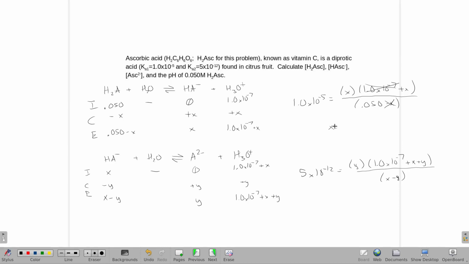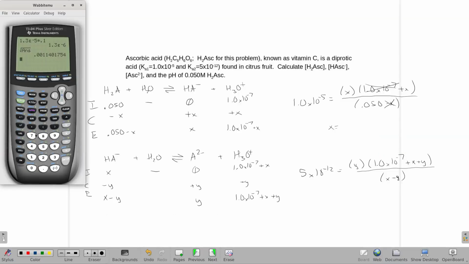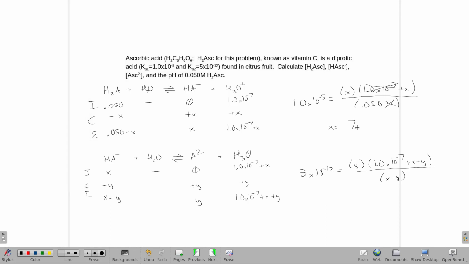And just for kicks, let's solve for what that X is and see if that seems to be a sensible reaction, or if that seems appropriate. So 1 times 10 to the negative 5th, I'm going to multiply it by 0.05, and then take the square root of that. And that gives me an X of 7.1 times 10 to the negative 4th. Alright, is that small compared to this? Definitely. Is that large compared to this? Definitely. Our assumption is safe on this weak acid.